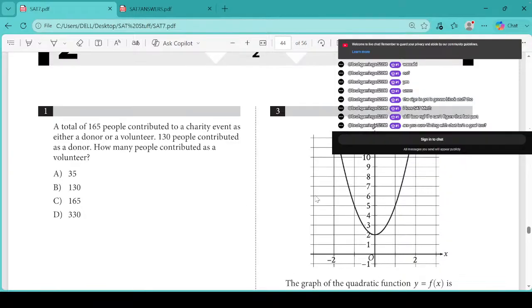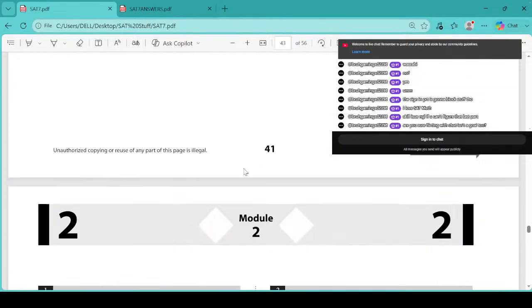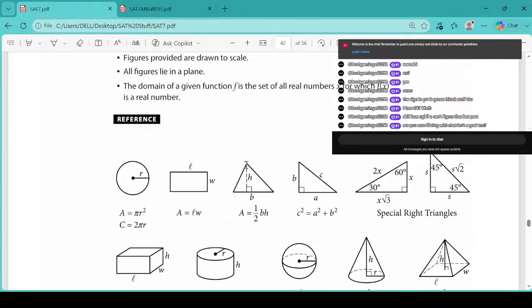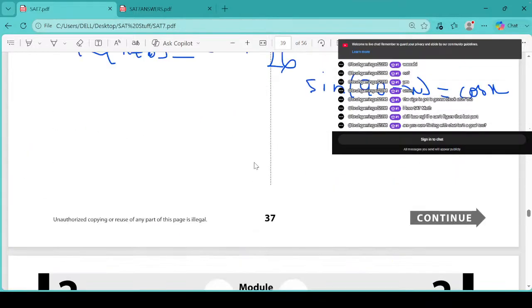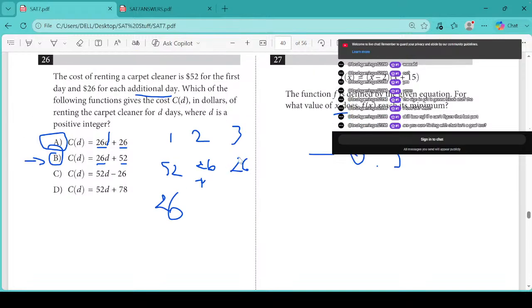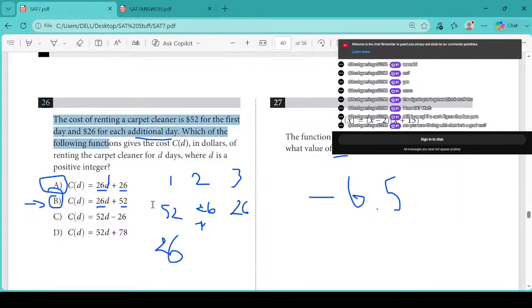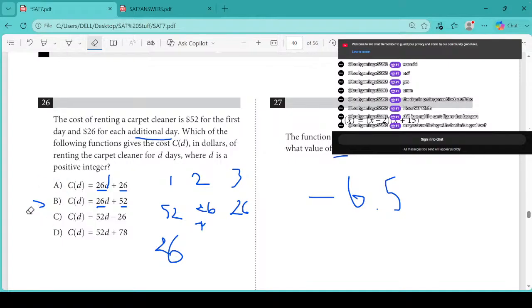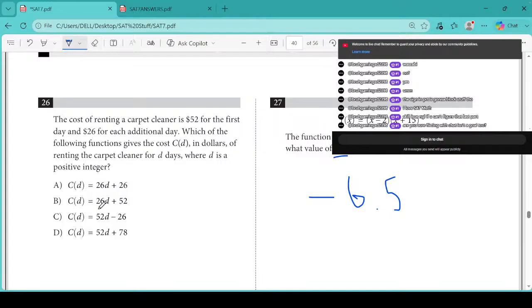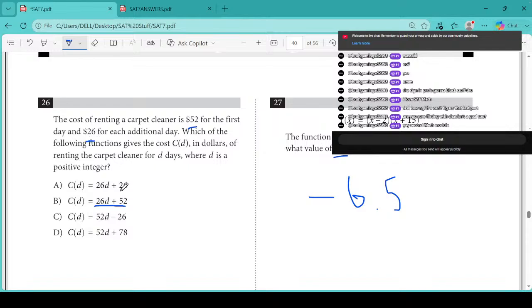So today we are going to be tackling module 2 of math, because we already finished module 1 last week. Before we move on to module 2, I would just like to address question 26, which I got wrong last time. Normally if I get a question wrong, I would address it in the next stream. So let's address this question real quick. I initially chose option B because I saw 52 for the first day and 26 for each additional day.